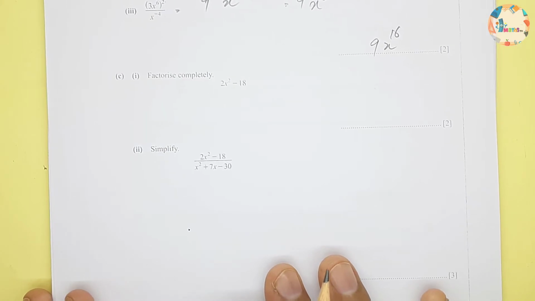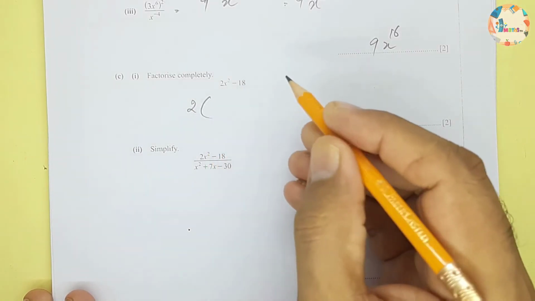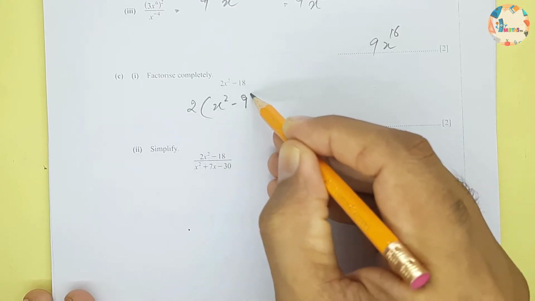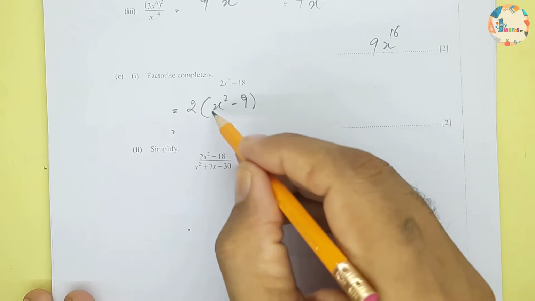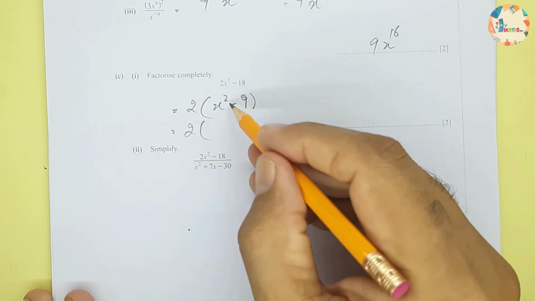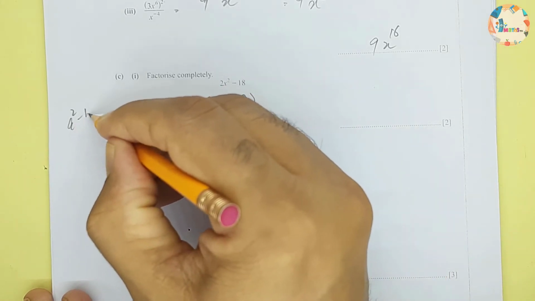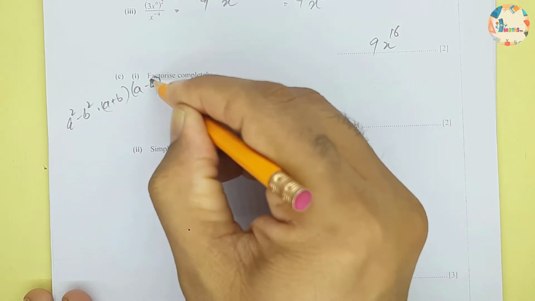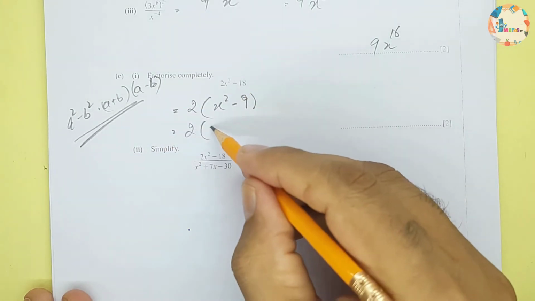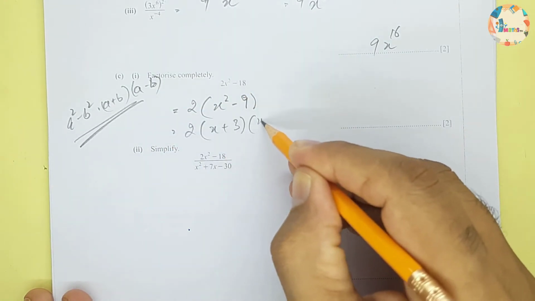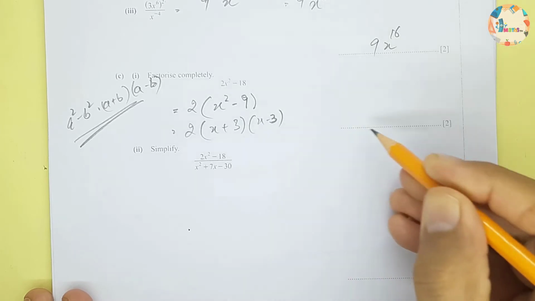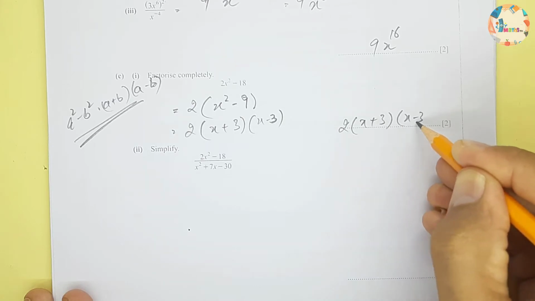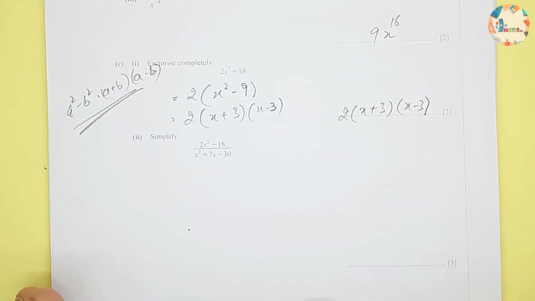C part, factorize. So maximum we will be taking common, which we can take 2 common. So inside will be x square minus 9, and now this one can be further factorized. This is a formula: a square minus b square will be equal to a plus b into a minus b. So by applying this formula, we will write this one x plus 3 and x minus 3. So this will be our answer, 2 into x plus 3 and x minus 3.